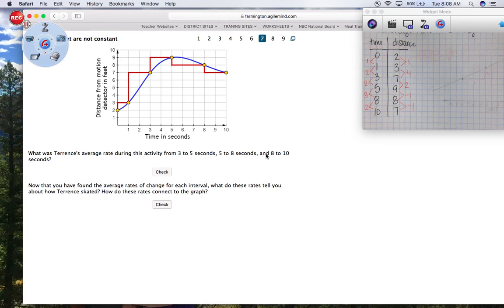Okay, now how your problems will be worded, it will say something like find the average rate of change from 3 to 5 seconds. We call those intervals. So you would look from 3 to 5 seconds, so that's right here.